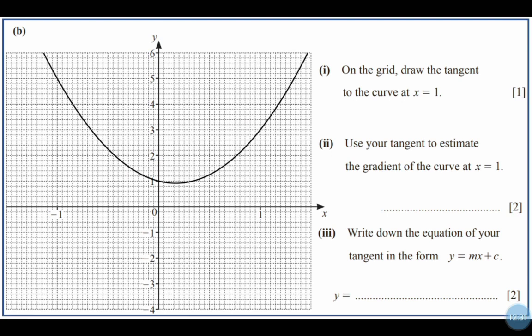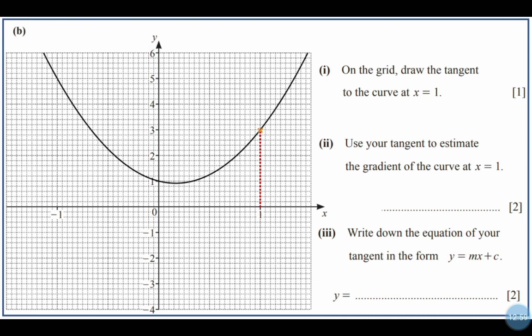On the grid, draw the tangent to the curve at x is equal to 1. So you have to find out where is x equals to 1. How to find out? X is 1. The graph of the curve is this one. Find out that point where x is equal to 1. So there. That is the point now.